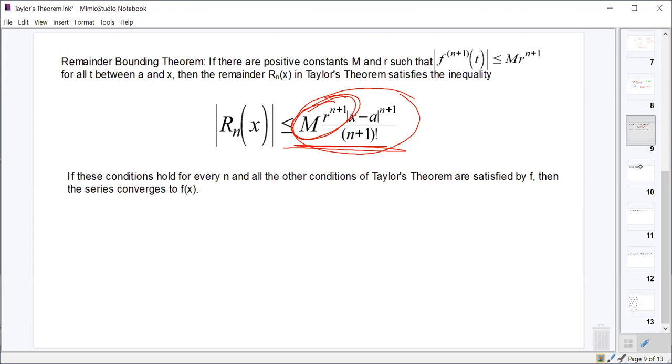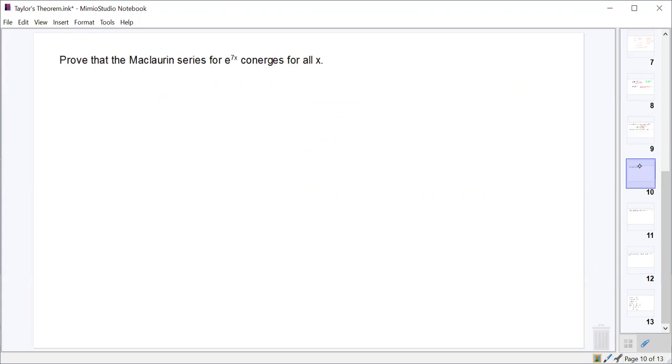So what we're going to try to do, and you don't need to necessarily write all that down right this second. If you want to go back to it, you can, in the notes. But what we're going to do is try to prove that the Maclaurin series for e to the 7x will converge for all x. That's going to be our goal.